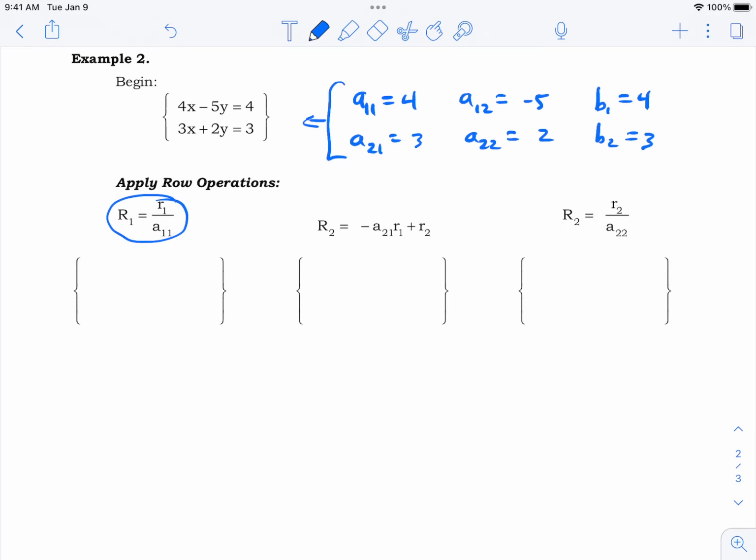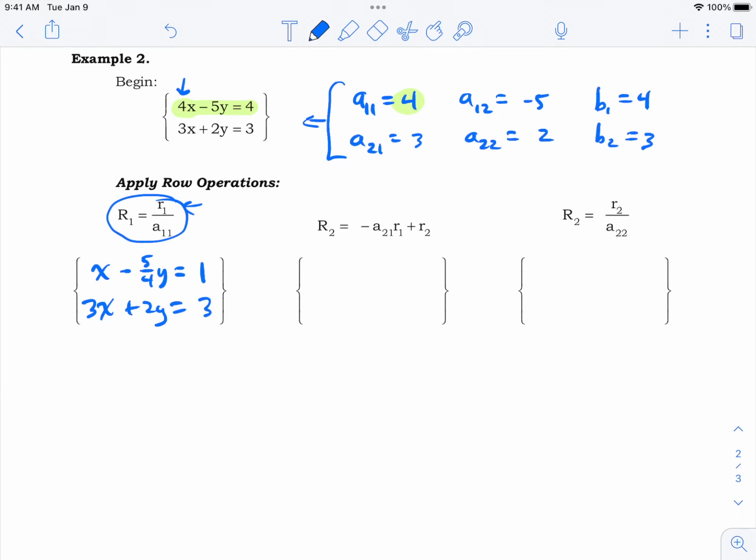So the first thing you do is you change row 1. Take the old row 1 and divide it by a sub 1,1, which is 4 in this case. Look what we're doing. We're taking this equation and dividing it by 4. The reason we're dividing it by 4 is because we're trying to make this into a 1x. That's the whole reason we divide by that. So when we do that, 4x divided by 4 is x, minus 5/4 y, equals 4 over 4 is 1. Cool. I did not change the second row, so we'll just copy it.